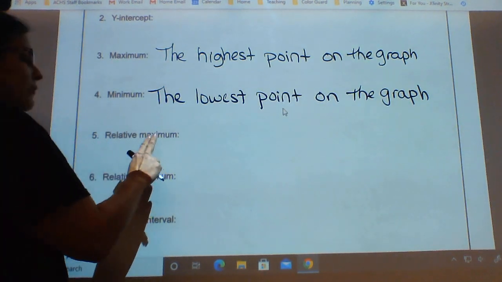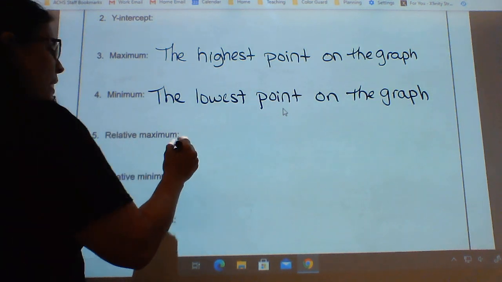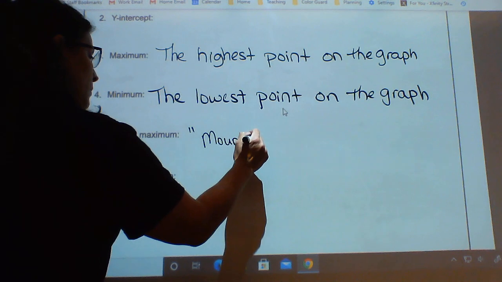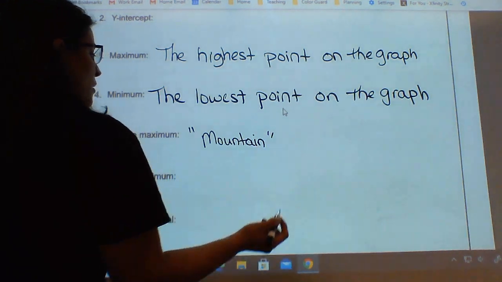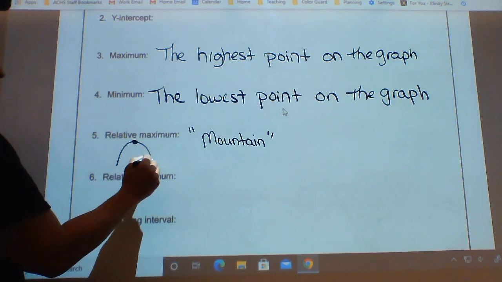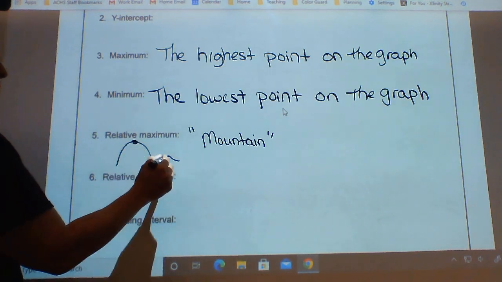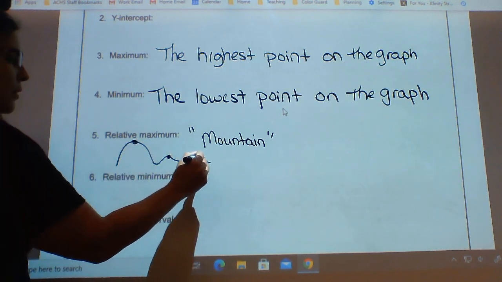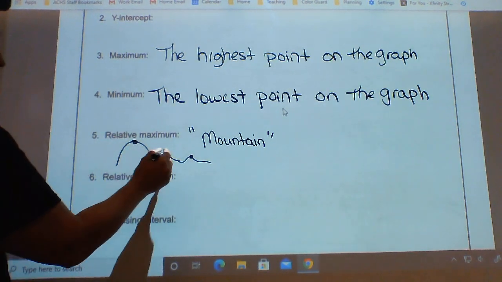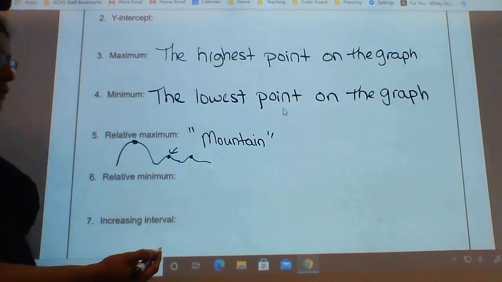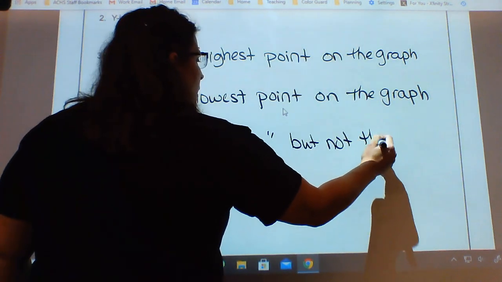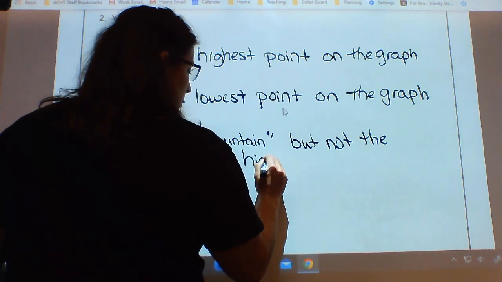So the relative maximum is a maximum in the fact that I'm going to call it a mountain. So it makes a shape like this where it comes up and goes down, but then it might come up and go down again and go down like this again. So this would be my absolute, this would be my relative. So it's a mountain, but not the highest point.